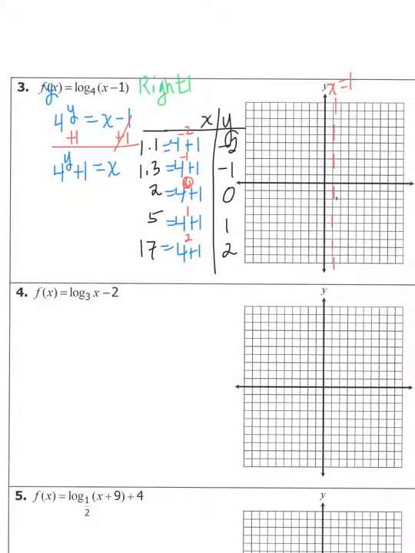To the right, 1 and 1/3, down 1. To the right, 2, up 0. That's where your key point moved. To the right, 5, up 1. And to the right, 17 is going to be way out there, so I can't graph that. But your graph is going to look like this.